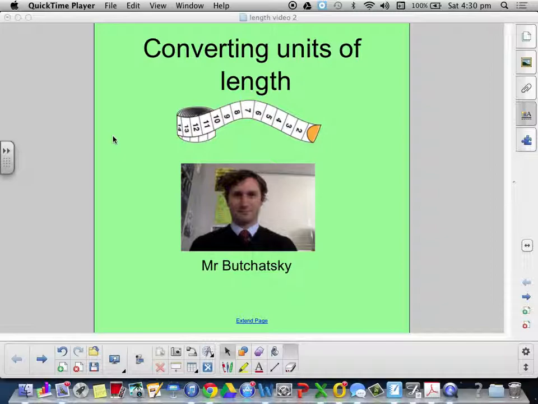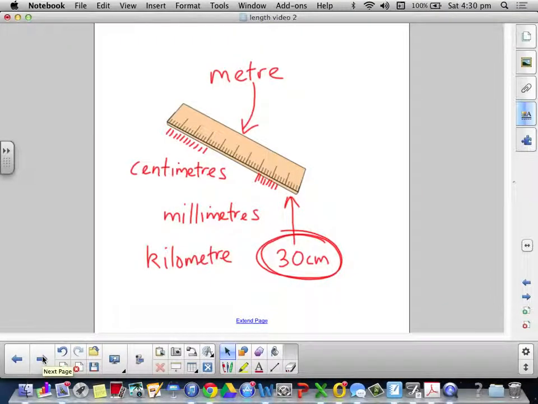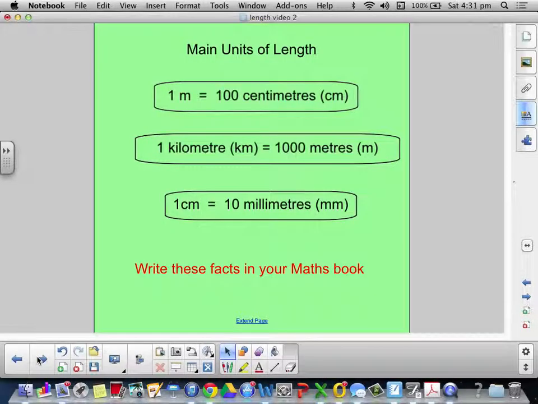So away we go. We're going to talk more about converting units of length. We're going to look at a couple of different units of length now, and you're familiar with all of these, of course, because we looked at these in the last video. Meters, centimeters, millimeters, and kilometers. You also should have written this down by now in your maths book, and hopefully you've committed these to memory. These are very important things to know.